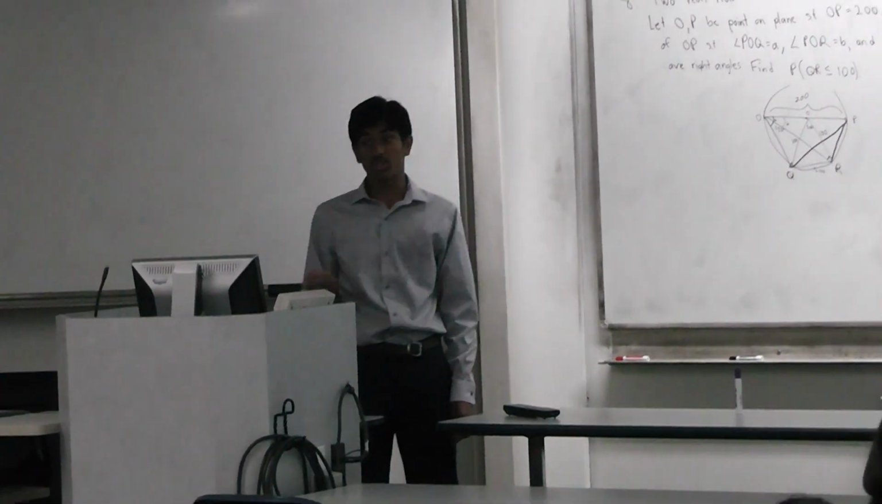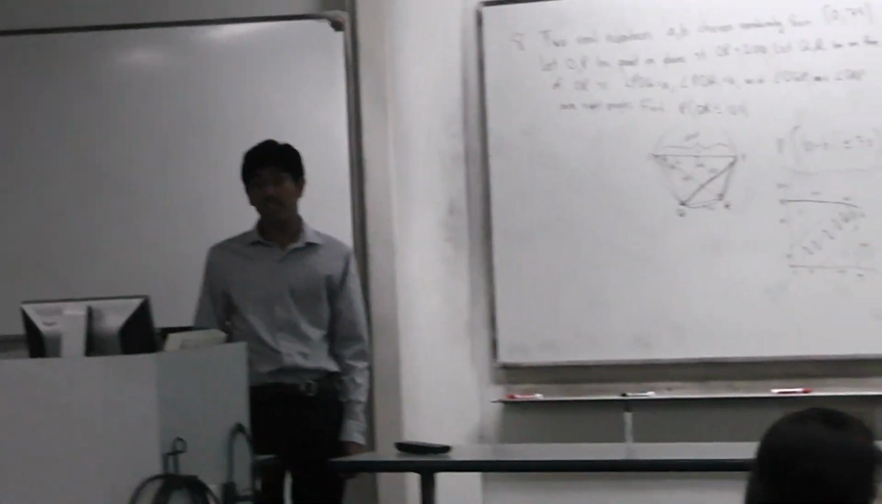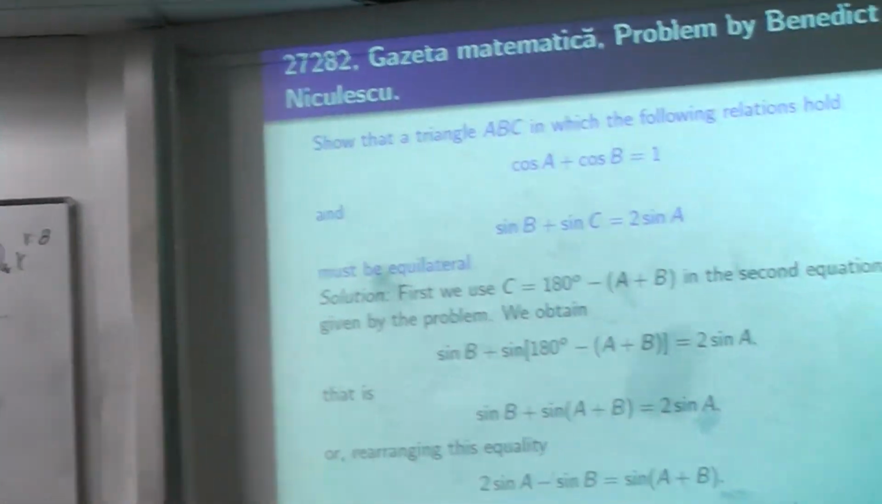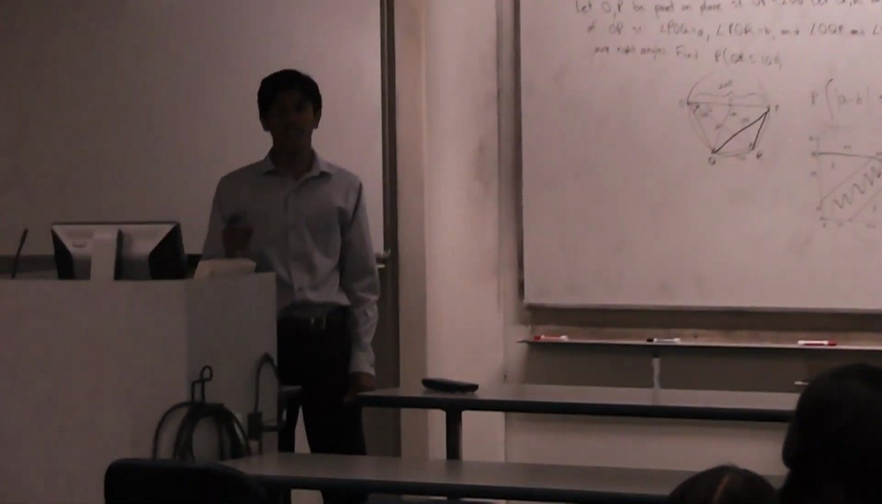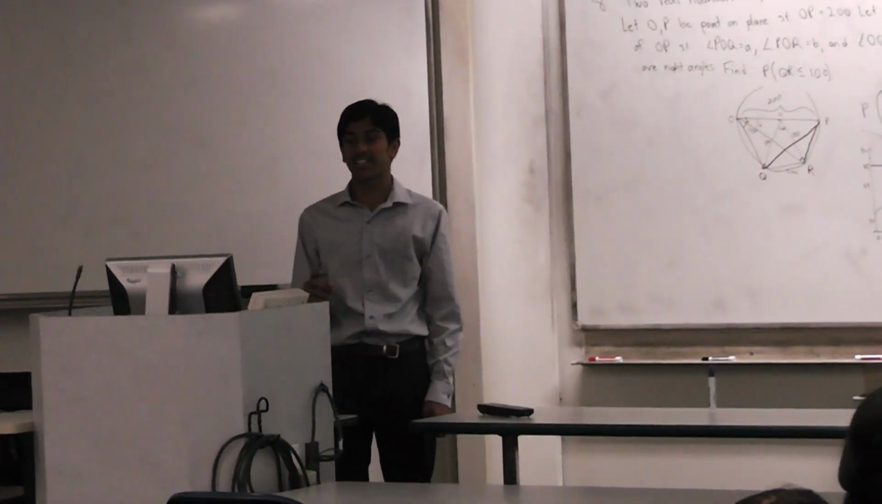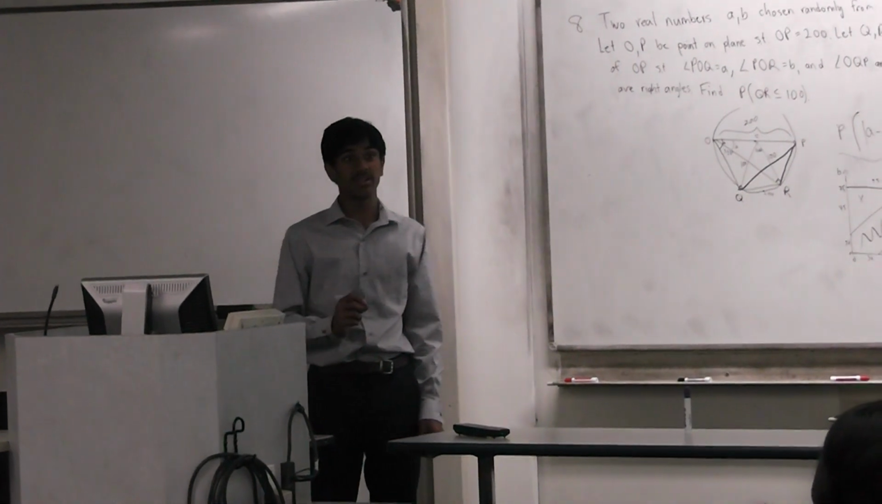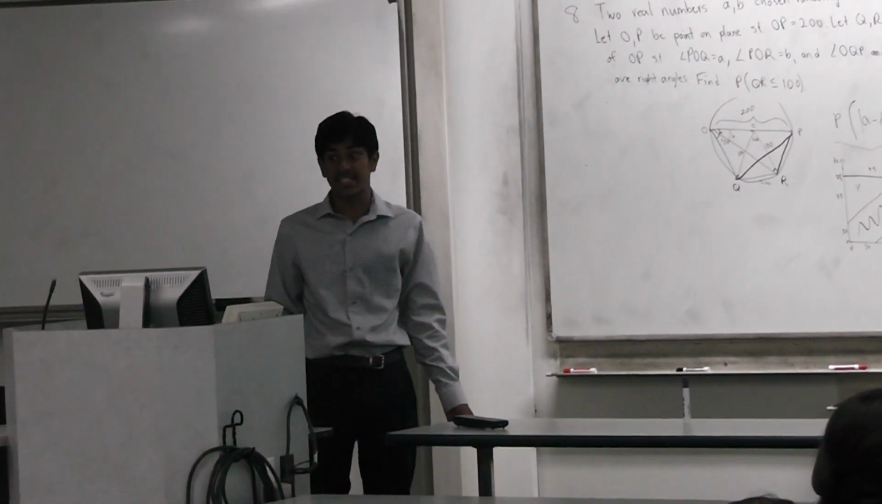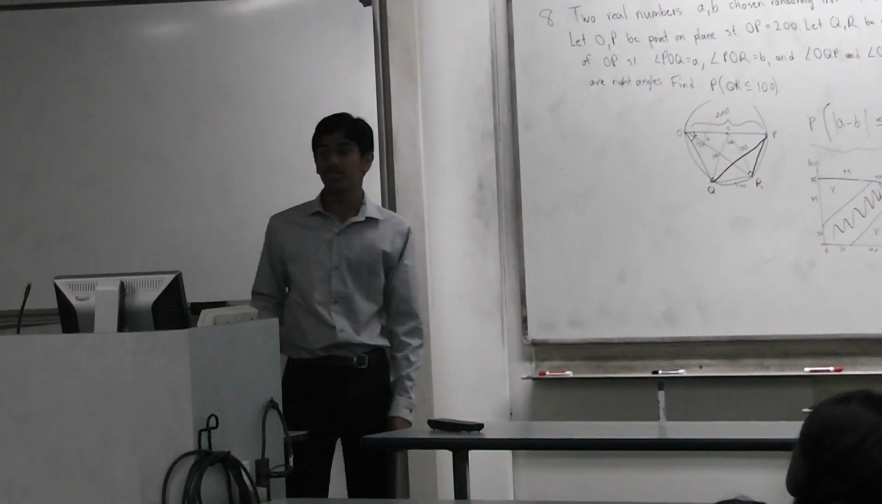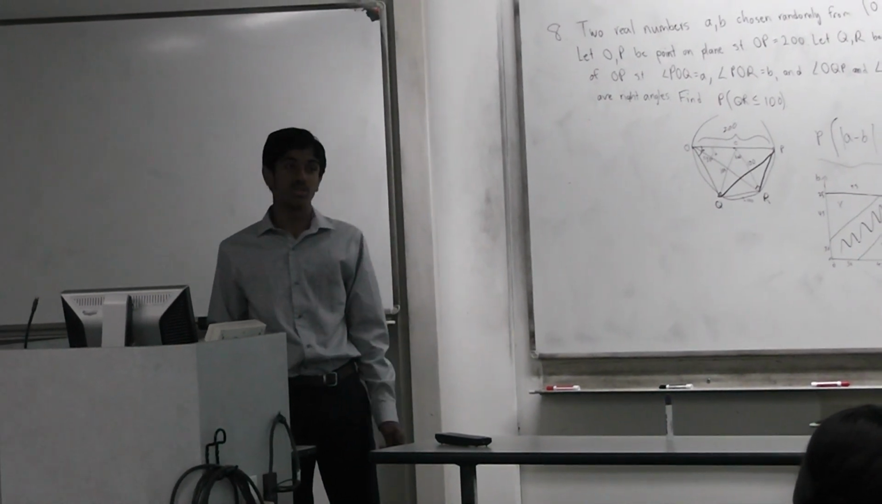And you can substitute that in the second equation and say that sine of B plus sine of 180 degrees minus A plus B equals 2 times sine of A. So if you know about your trigonometric plane and the fact that sine of 180 degrees minus any angle will be the same thing as the sine of that angle, you have sine of B plus sine of A plus B equaling 2 times sine of A.